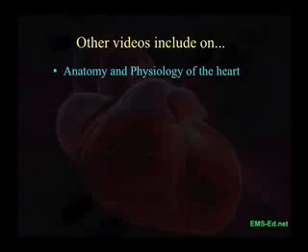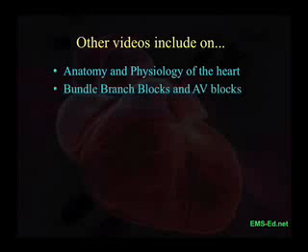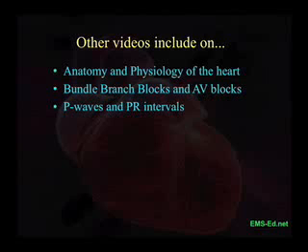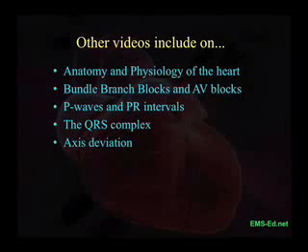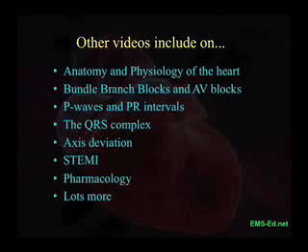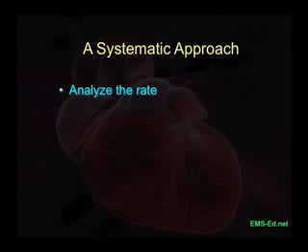If we wish to more fully understand what is going on in an EKG, we must have an understanding of anatomy and physiology, especially the heart's electrical system. We cover that in another video. Other videos include bundle branch blocks and AV blocks, P waves and PR intervals, the QRS complex, axis deviation, STEMIs, pharmacology, and lots more. Our approach to EKG interpretation should always be a systematic one.